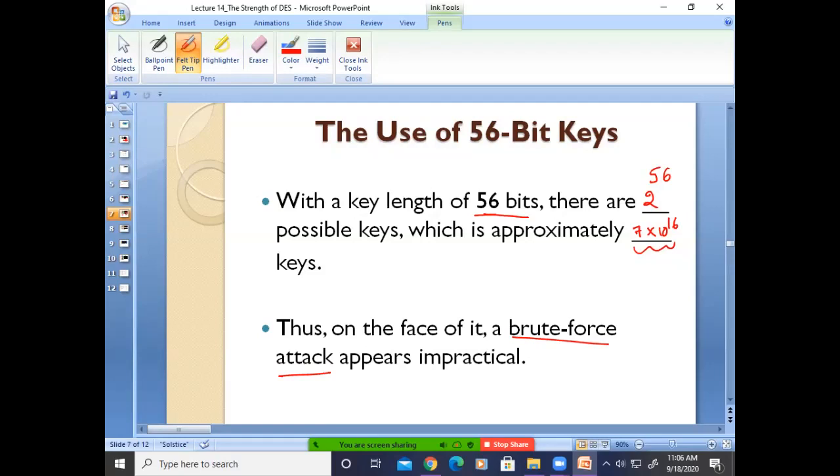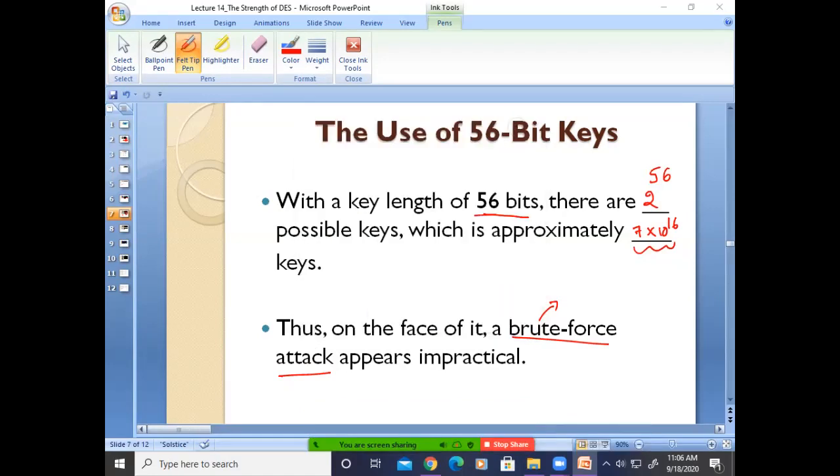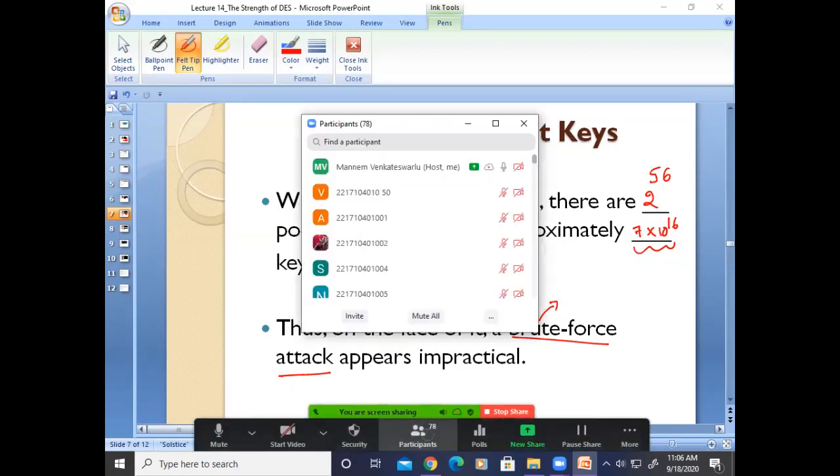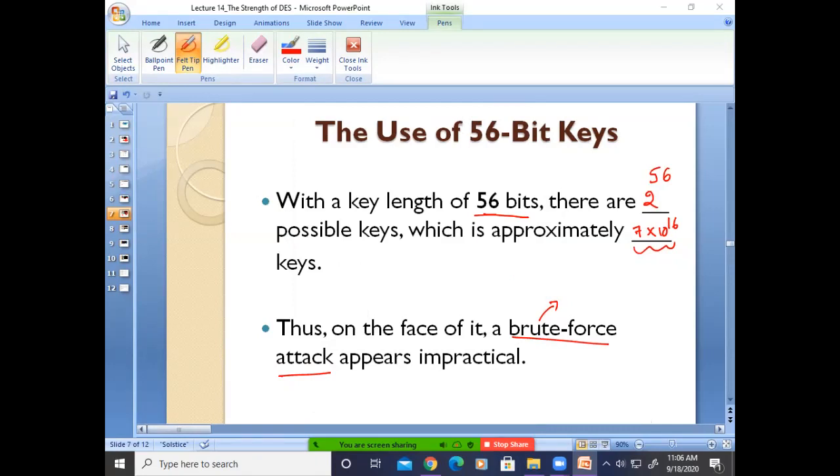So what is a brute force attack? Please respond, anyone? Trying different passwords a lot of times. Yeah, so trying all possible keys, right? If I want to try this number of keys, it may take more than 1,000 years. Or at least if I go for half of those also, more than 1,000 years.